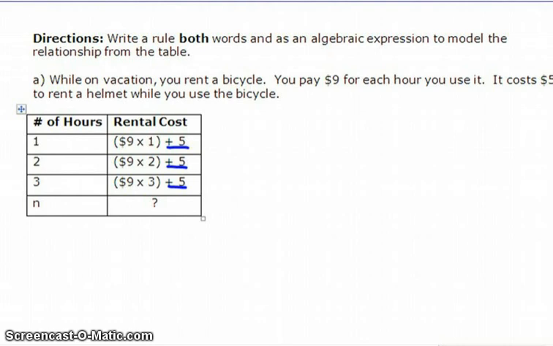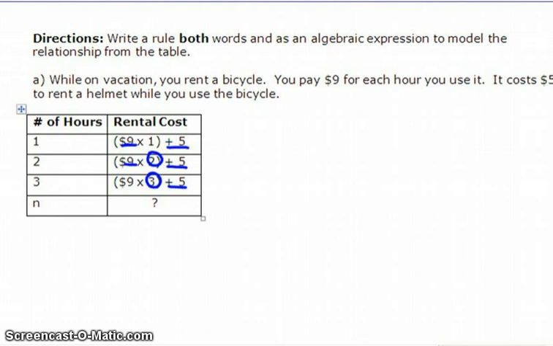Right. So here, for 1 hour, it would be 9 times 1 plus 5. If I rent it for 2 hours, it would be 9 times 2 plus 5. And this number is going to change because that's how many hours you're renting the bike for. If you only rent it for 1 hour, it's going to be $9 plus the 5. If you rent it for 2, it's going to be $18 plus the $5 for the helmet. Rent it for 3 hours, it's going to be $27 plus the $5 for the helmet.